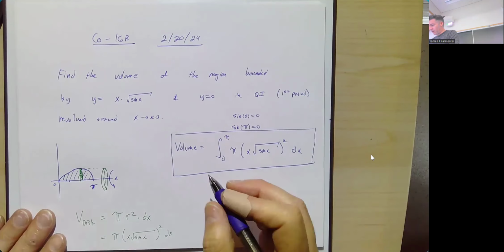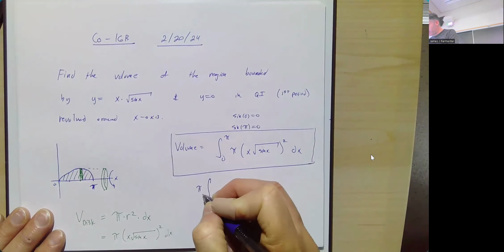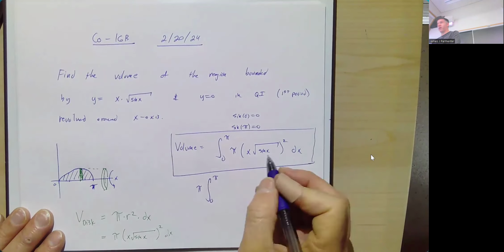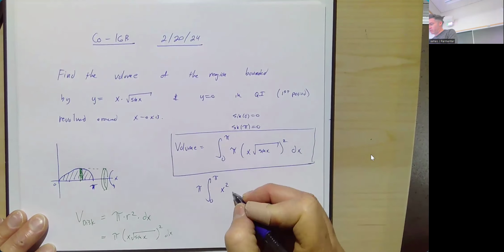So let's do it. If I simplify this, I'm going to bring this pi out in front. And then you have a quantity squared, so each factor gets squared. So I'm going to have x squared, and the square root of sine of x squared is just sine of x.